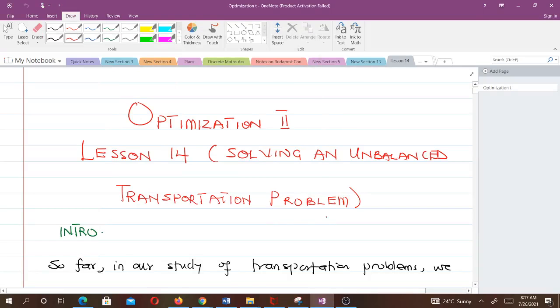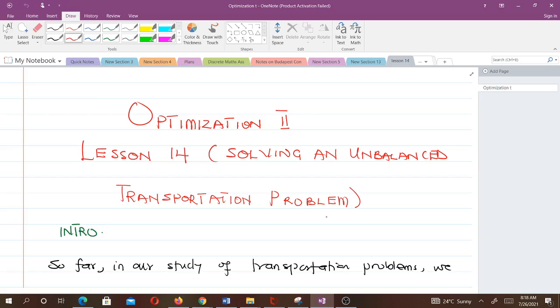So, hello there, and welcome to lesson 14 in our study of optimization 2. In this lesson, we will learn how to solve an unbalanced transportation problem. In our previous videos, we've been talking about the transportation problem, but we were dealing with the one which was balanced. So, when you have an unbalanced transportation problem, how do we solve it?